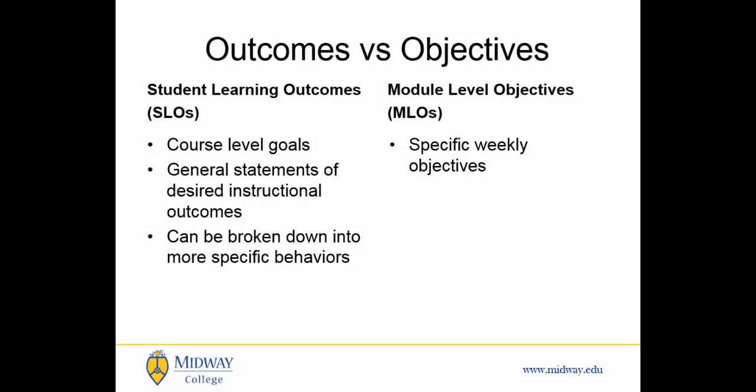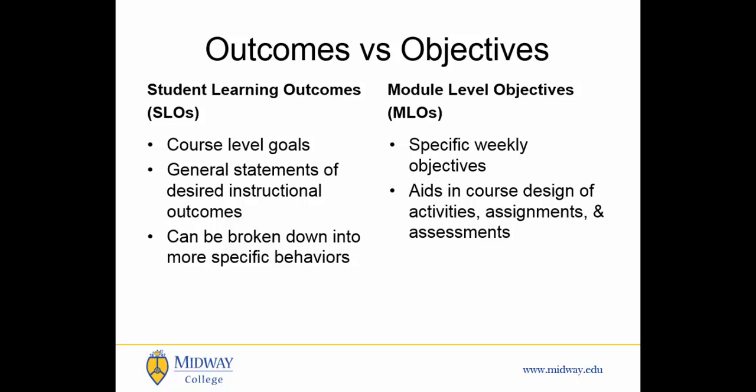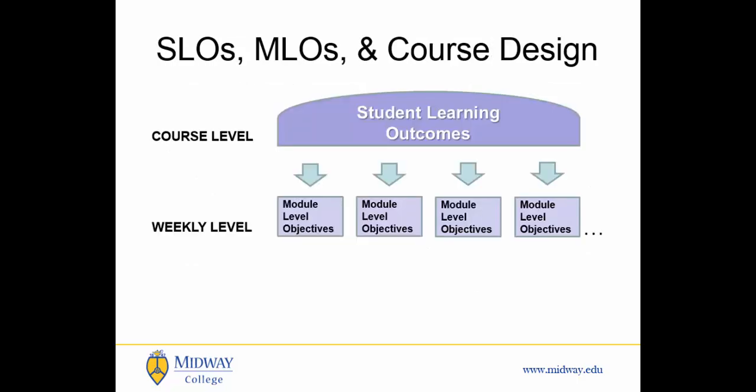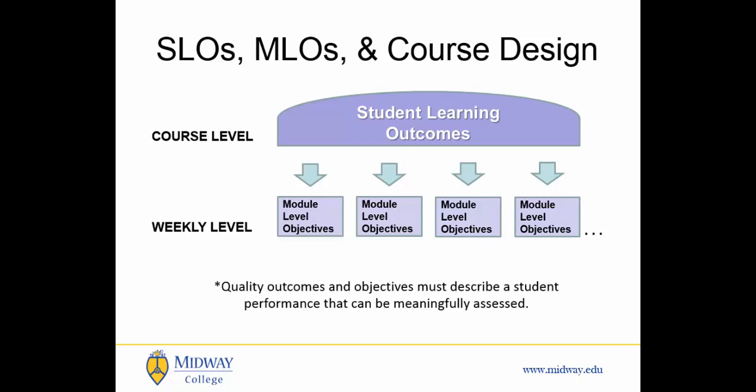The benefits of explicitly defining the weekly MLOs are twofold. First, from the instructor point of view, it will help design activities, assessments, and assignments more effectively. From the student view, it can facilitate self-monitoring of student learning. This slide provides a graphic of the relationship between SLOs and MLOs. As you can see, the MLOs should derive from the SLOs. This is a critical component of course alignment, and the process for this will be discussed in the next instructional video. Whether discussing MLOs or SLOs, a quality outcome or objective must describe a student performance that can be meaningfully assessed.